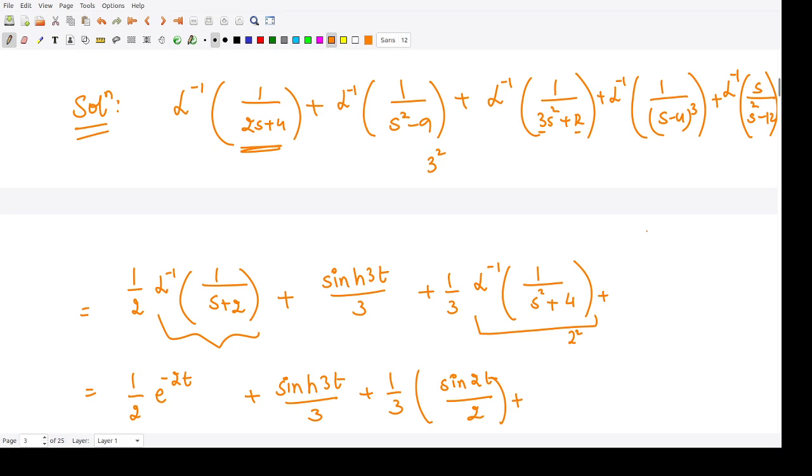So for the fourth term, what is this quantity? (s minus 4) cube. So here it could be written using the shifting property, e to the power 4t. So we would have only this term, the Laplace inverse of 1 upon s cube, and what is that? That is t square divided by 2 factorial. So this is the term that we have.